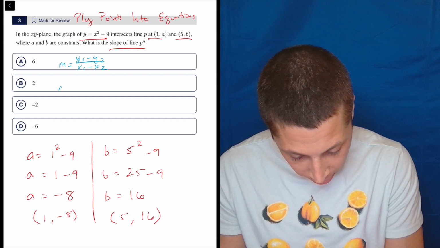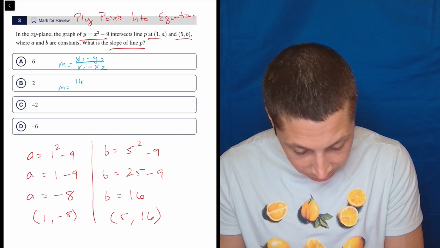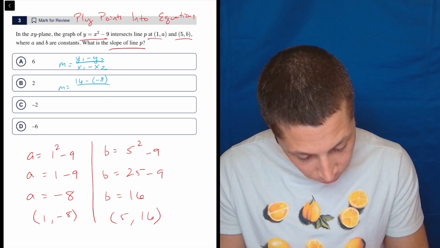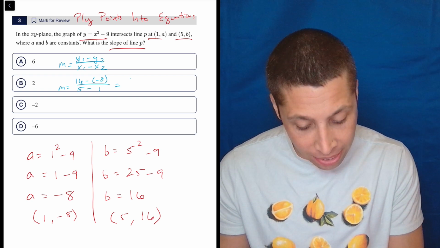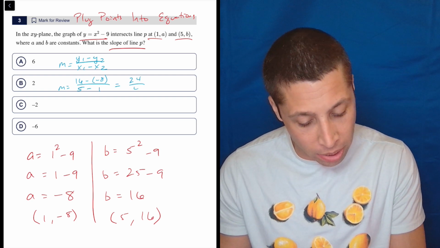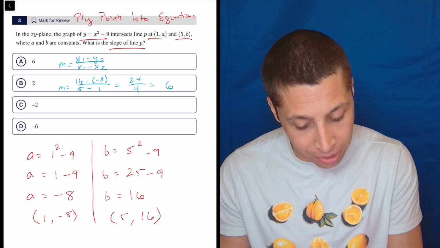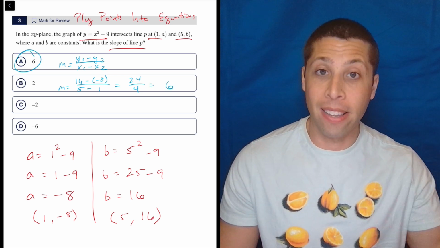So the slope is equal to 16 minus -8 over 5 minus 1. So that's going to be 16 plus 8 is 24. 5 minus 1 is 4. 24 divided by 4 is 6. Choice A is the answer.